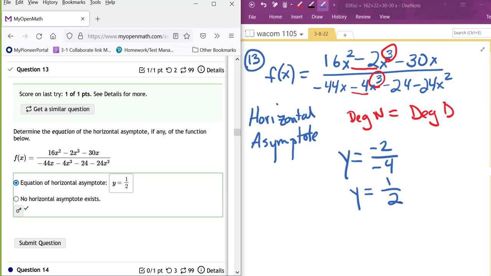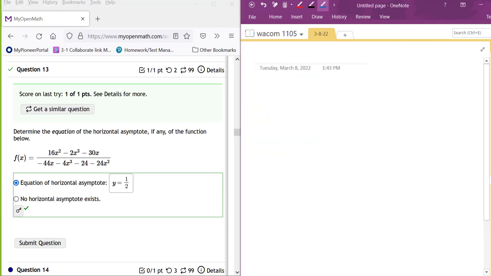So that is how you find the horizontal asymptote. Go back to your table. So vertical asymptote, it's all about the denominator. See what you have to throw out, and that gives your vertical asymptote, unless one cancels. Horizontal asymptote, you're getting it from that table. All right, question 14.